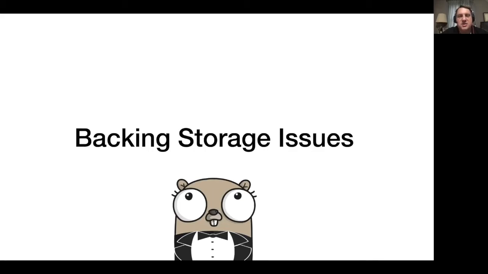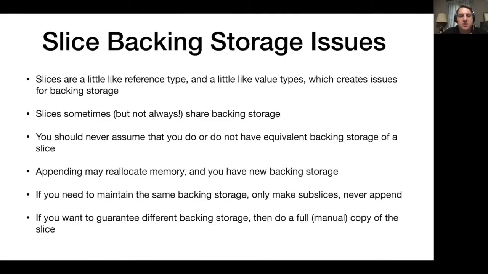So now, as I mentioned, having this backing storage that you don't have a 100% window into can create some issues. The problems that it creates, first of all, it makes slices a little bit like reference types and a little like value types. So for example, the value is the window. That gets passed every time you assign it. The window gets assigned and moved and passed back and forth like a value. But part of the window is a pointer to the backing storage. And so that pointer to the backing storage is in fact a pointer, and so it's acting like a reference.